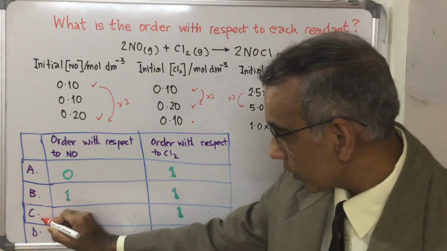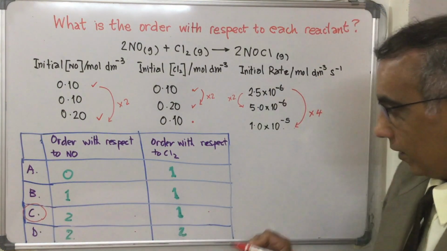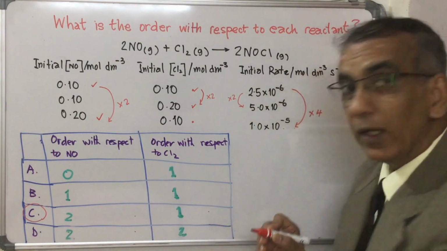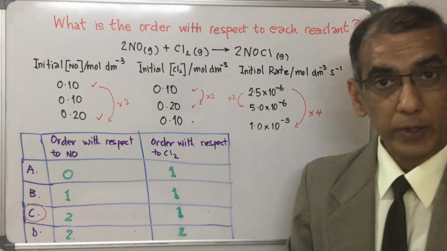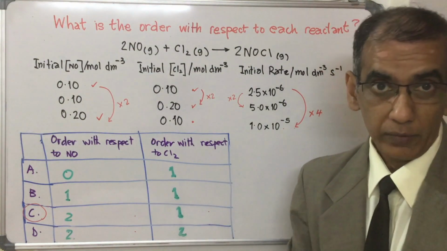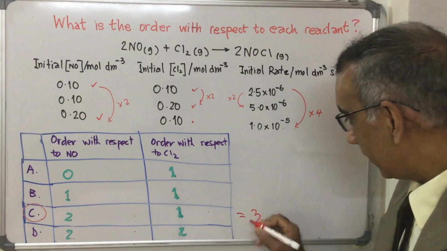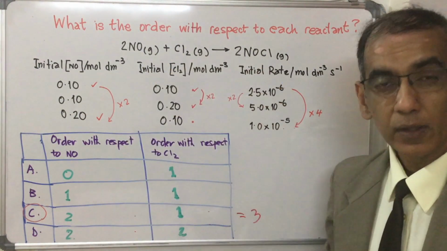And then the answer for this question would be C. Second order with respect to NO, first order with respect to Cl2. But if you were in fact asked in another question, what's the overall order of reaction? Then it would be 2 plus 1 equals 3. You would have a third order reaction overall.